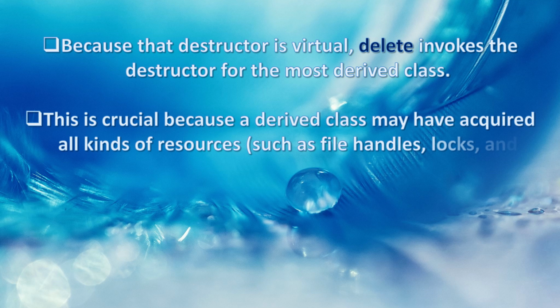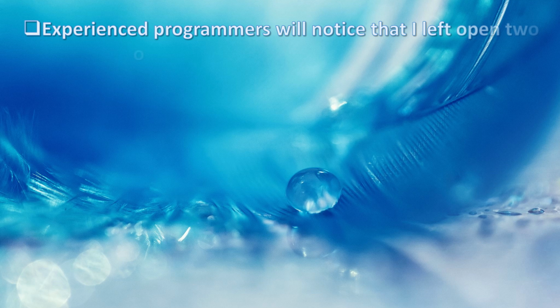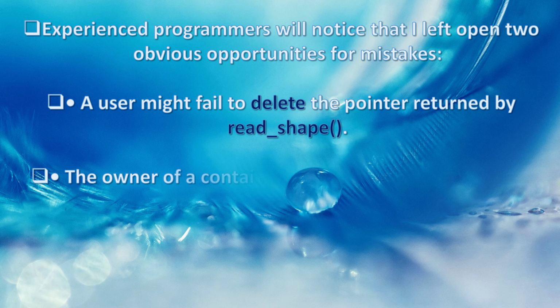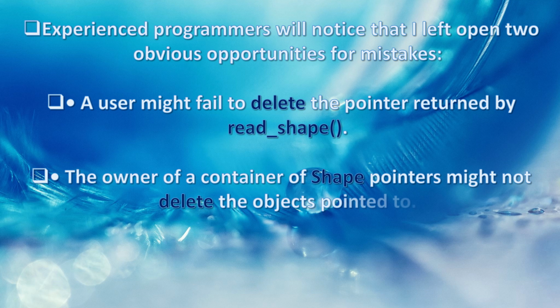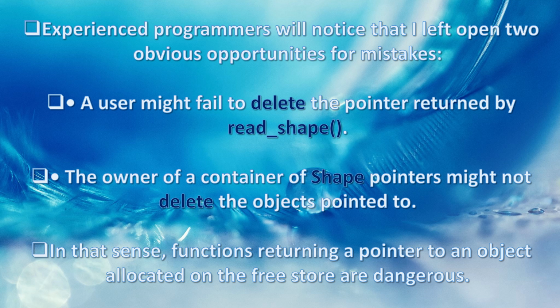This is crucial because a derived class may have acquired all kinds of resources, such as file handles, locks, and output streams, that need to be released. In this case, a Smiley deletes its eyes and mouth objects. Experienced programmers will notice that I left open two obvious opportunities for mistakes. A user might fail to delete the pointer returned by read_shape(). The owner of a container of Shape pointers might not delete the objects pointed to. In that sense, functions returning a pointer to an object allocated on the free store are dangerous.